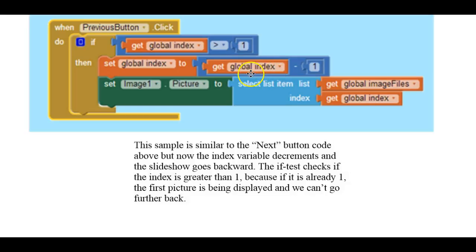So once we've checked our index is greater than 1, next what we want to do is subtract 1 from the current index. And then we're going to set the background picture, just like we did before, to the current index. So previous makes us go backwards.